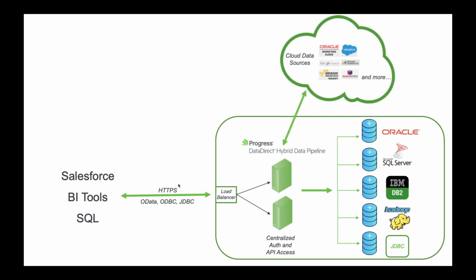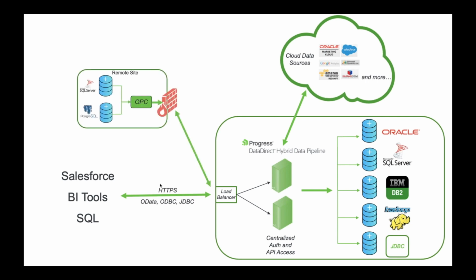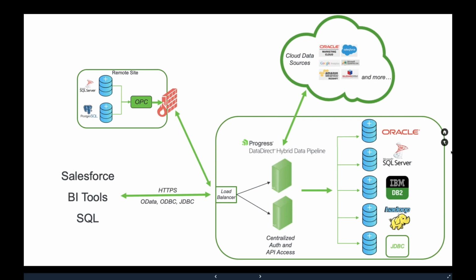Hybrid Data Pipeline can also reach out to the cloud. So you can bring in Salesforce data, like I said, or Oracle Marketing Cloud. And then you can also reach down to that on-premises connector and enrich all of that with data coming in from something behind a firewall. All of this can be accessed through that single set of APIs on the front end. So I think with that, it's a good time to hop over and see what questions people have.